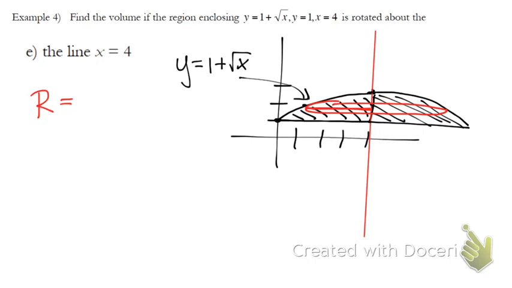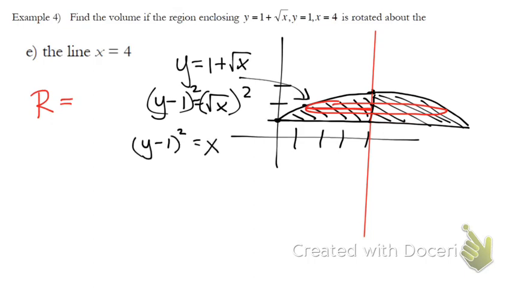First thing I'm going to do is subtract 1 over to the other side. So y minus 1 equals the square root of x. And then to isolate x, I'm going to get rid of that square root by squaring both sides. So I get that x is equal to y minus 1 quantity squared. So now that is my new expression for how I'm going to represent this line in terms of y.